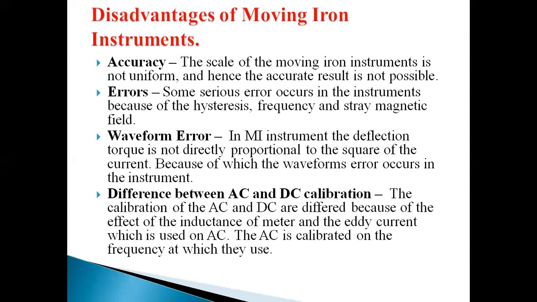The last one is the difference between AC and DC calibration. In the case of calibration, we may have a difference between AC and DC. The calibrations of AC and DC differ because of the effect of the inductance of the meter and the eddy current which is present on AC. The AC calibration depends on the frequency at which they are going to be used.